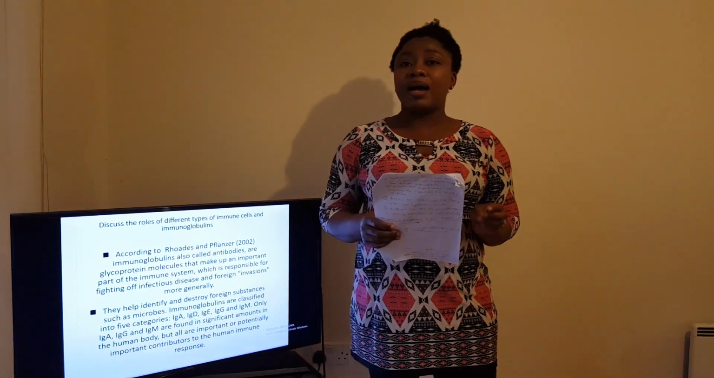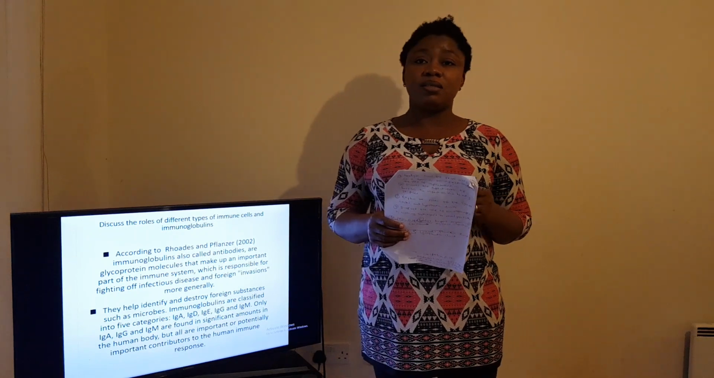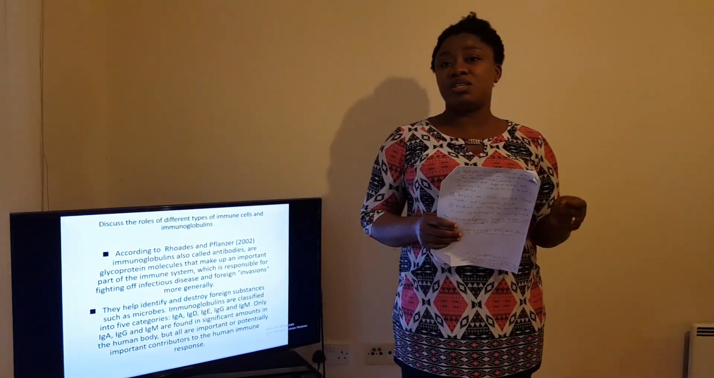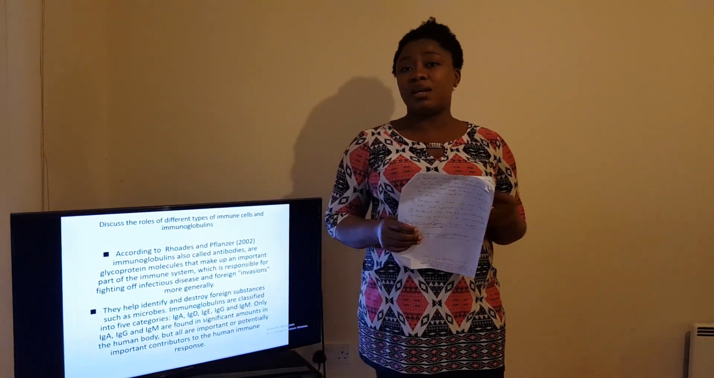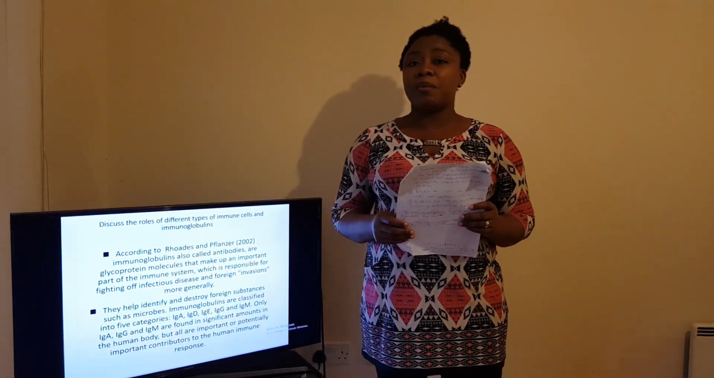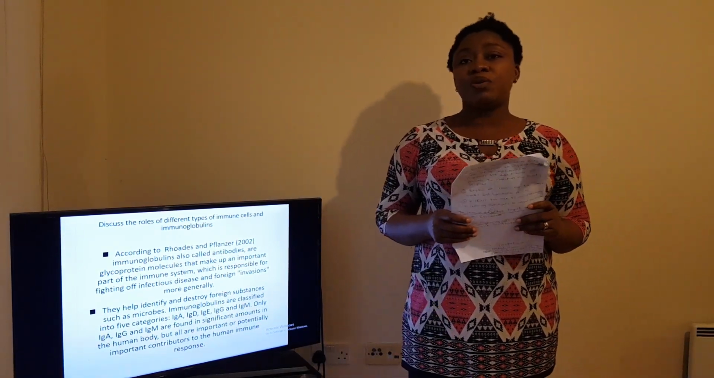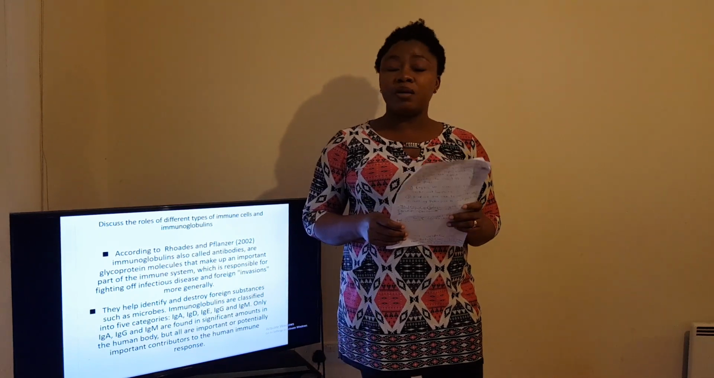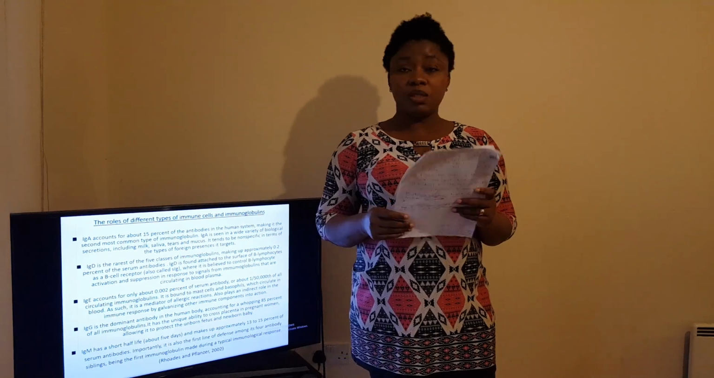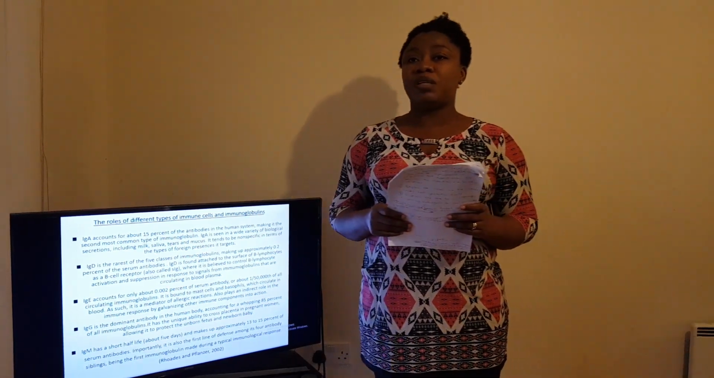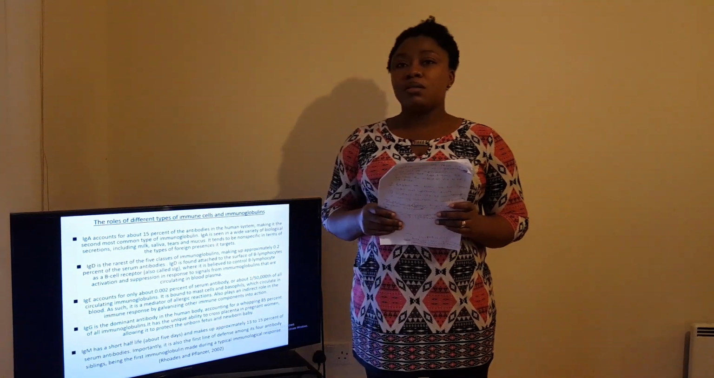Immunoglobulins are classified into 5 categories: IgA, IgD, IgE, IgG, and IgM. Only IgA, IgG, and IgM are found in significant amounts in the human body, but all are potentially important contributors to the human immune system response. And this brings me to talk about the role of different types of immune cells and immunoglobulins.